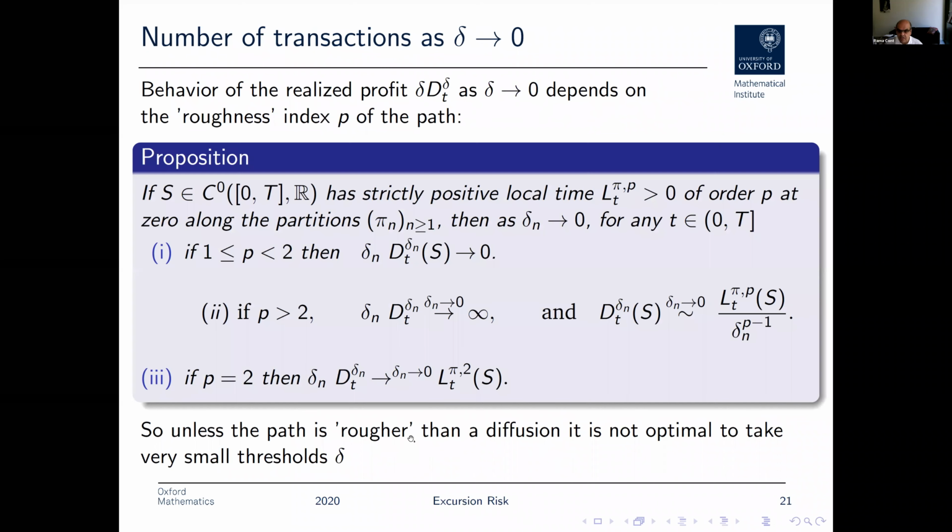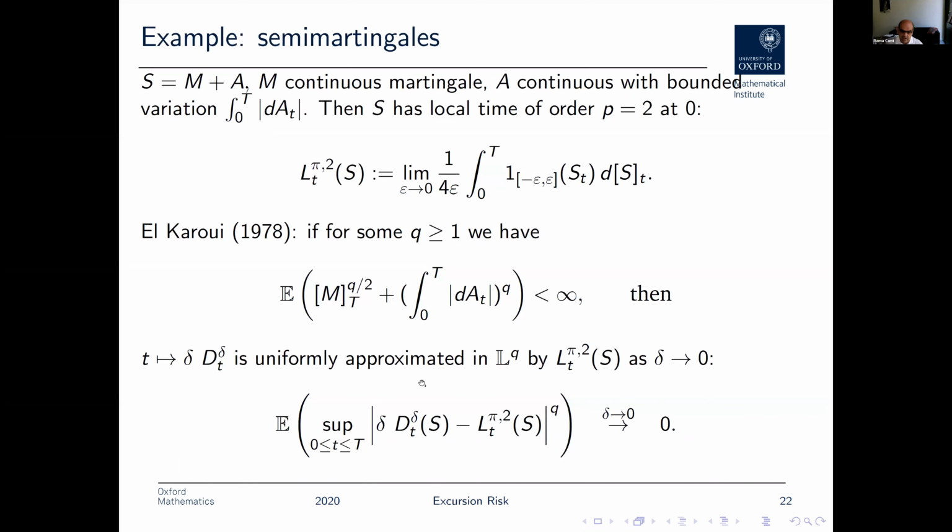What we stated here is that for a fixed time you have this convergence, but in fact El Karoui showed that if you look at the number of delta excursions times delta, this function as a function of time, it's uniformly approximated at all times by the local time of order 2 as delta goes to 0.